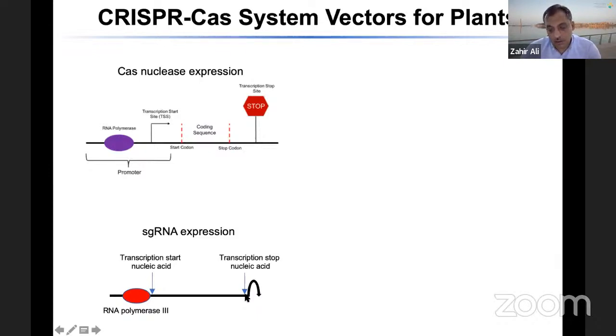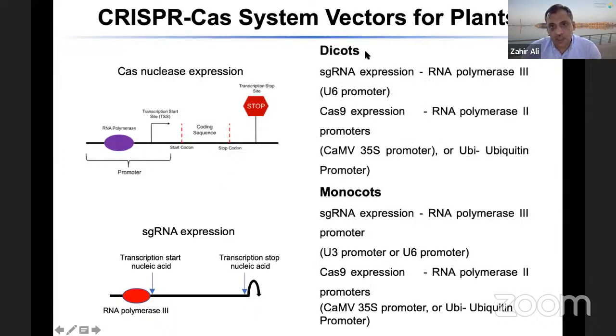Then in plants, we have two different systems, dicots and monocots. The basic thing is, when we are working with dicots, we have to select the sgRNA expression, normally the RNA polymerase 3 promoters, which is normally a U6 promoter, and the Cas9 expression, which uses RNA polymerase 2 promoters. Normally, we are using the CaMV 35S promoter or the ubiquitin promoter. In our experience, the 35S promoter is normally not working that well. It's always better to use ubiquitin, which is not a very highly expressed constitutive promoter, but the protein produced from ubiquitin is very stable.